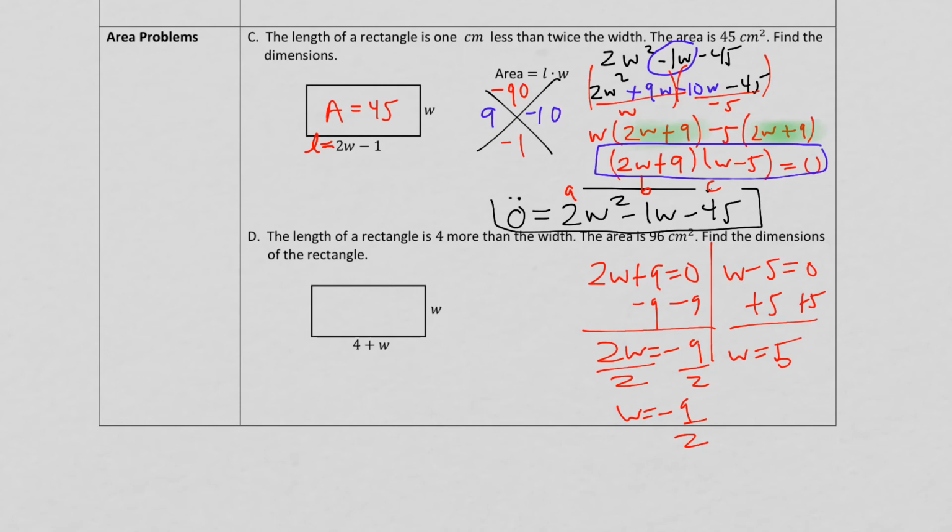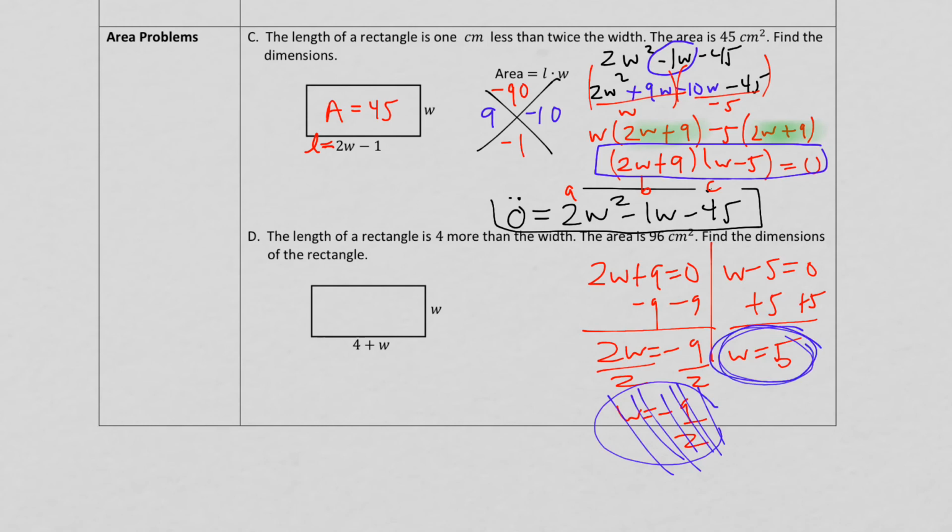Now, here's our last little bit. So I found my solutions: negative 9/2 and 5. But the thing is, if we look at the actual question in the rectangle, can length be negative here? And it can't. So even though I got two answers in my work, this negative answer here doesn't really make sense. It's called extraneous, so I can ignore it. So my answer here is width is 5.